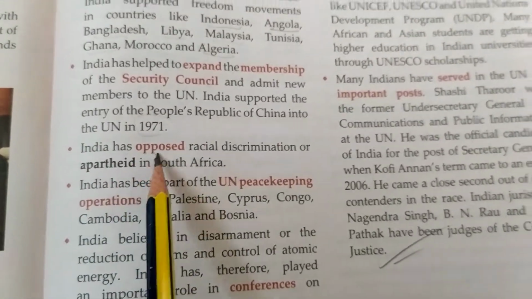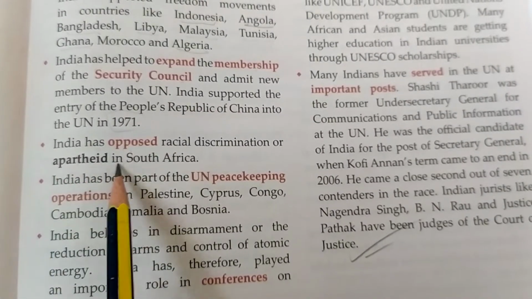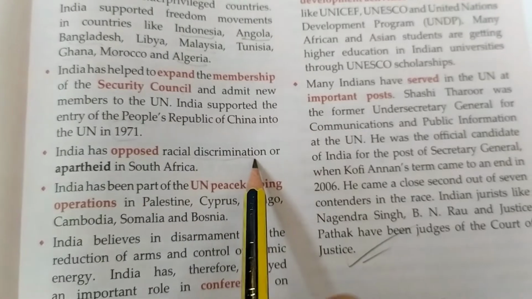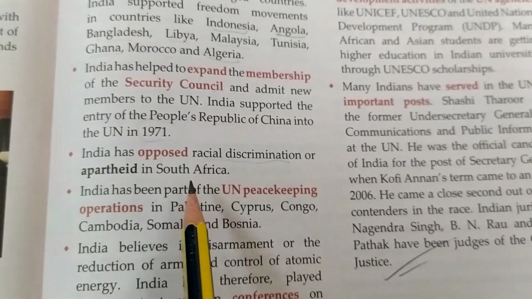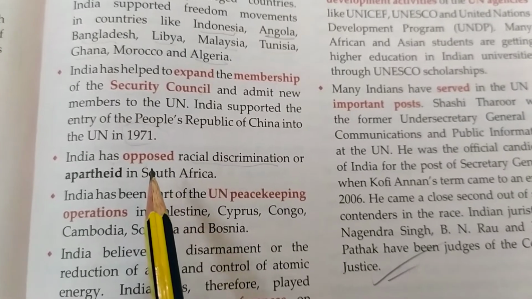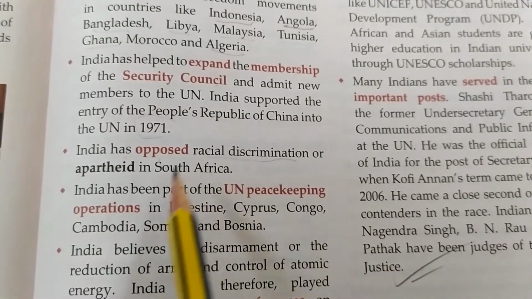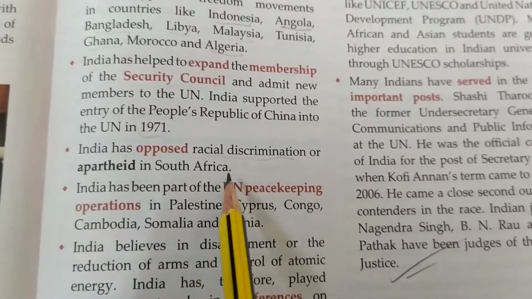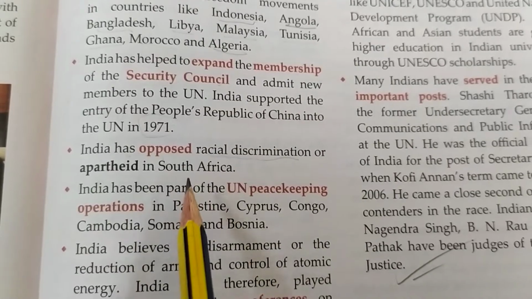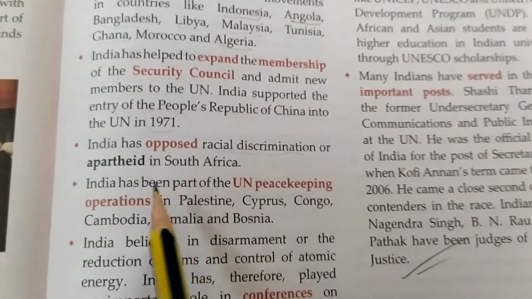India has opposed racial discrimination or apartheid in South Africa. The meaning of apartheid, or racial discrimination, is that in South Africa the black community was differentiated from the white community. The white community was dominating South Africa and the black community was not given their rights. So India has opposed the racial discrimination in South Africa.